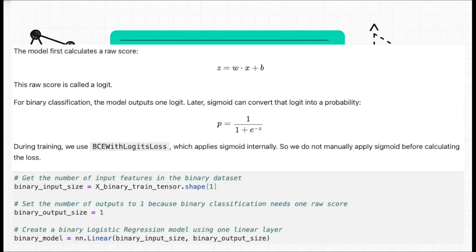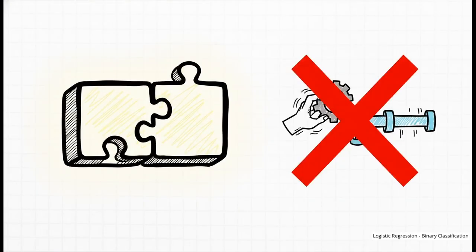A logit is basically the raw, unscaled numerical score from our linear equation z equals w times x plus b. So our model's output isn't a neat percentage yet, it's just this raw score. A big positive logit means the model is leaning hard toward class 1, or diabetes, and a big negative logit leans toward class 0. But how does the model actually know if that logit is any good?